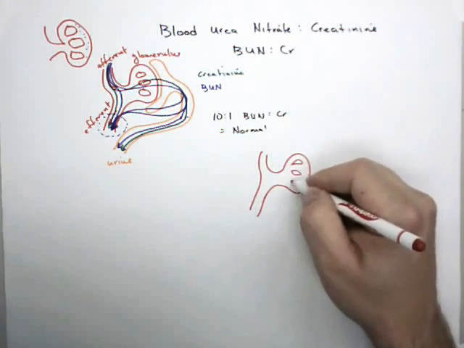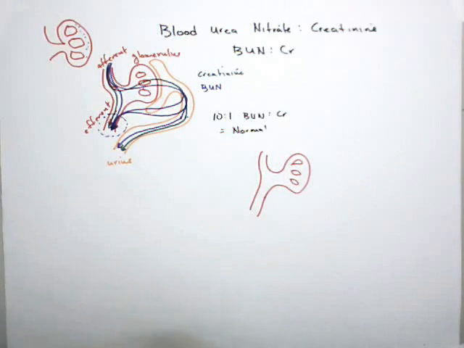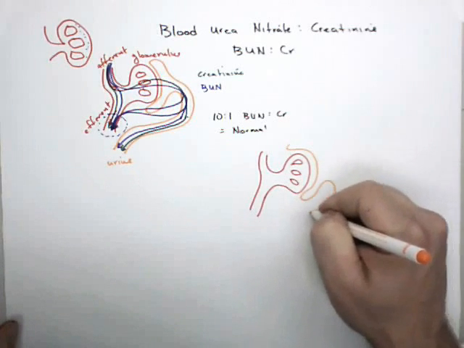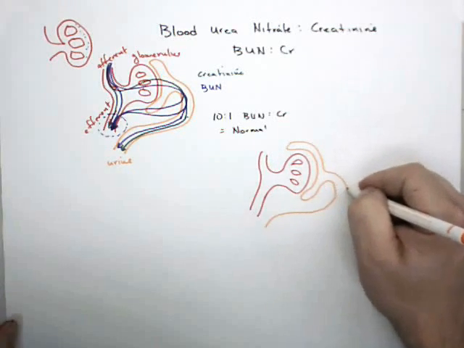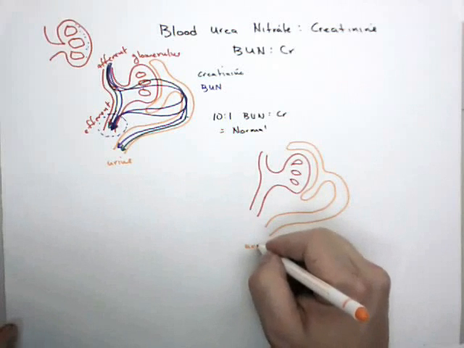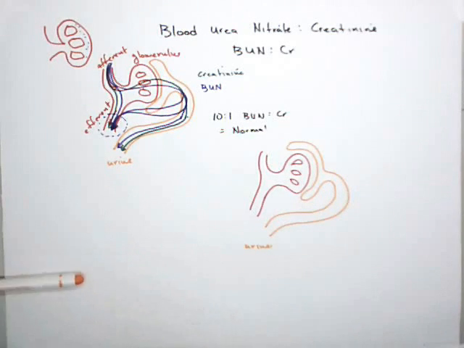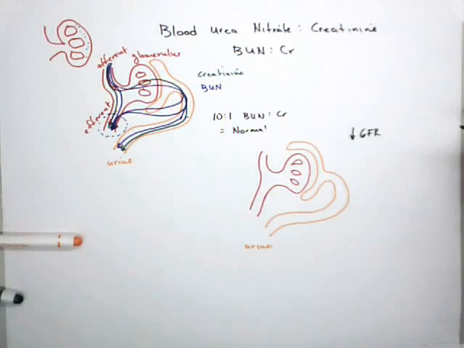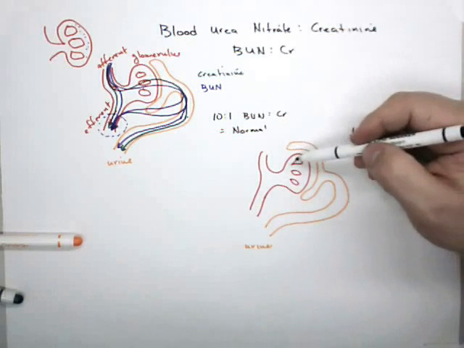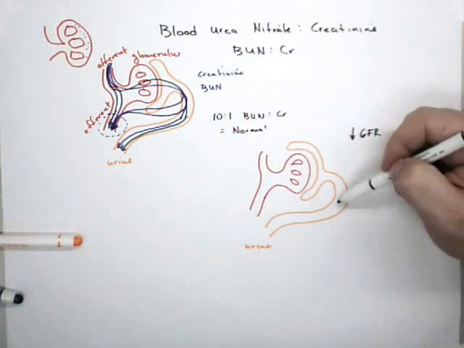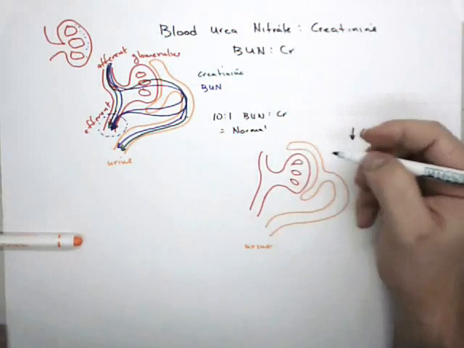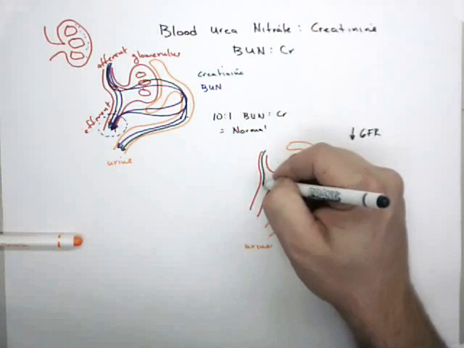Let me draw the same glomerulus. Let's talk about a different ratio. A different ratio is when there's excess blood urea nitrate. So again, this would head to urine. You get an excess blood urea nitrate creatinine ratio if there's something called a low GFR. GFR means glomerular filtration rate, and a low GFR means that things are going through these tubules so slowly that they have a chance to leak. One of the main things that's going to leak is blood urea nitrate.